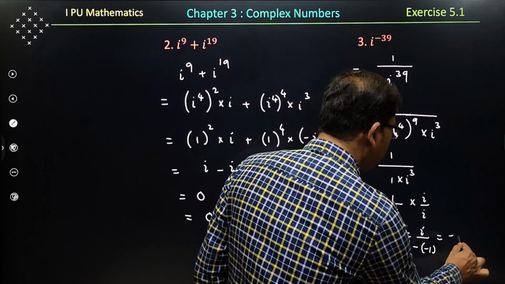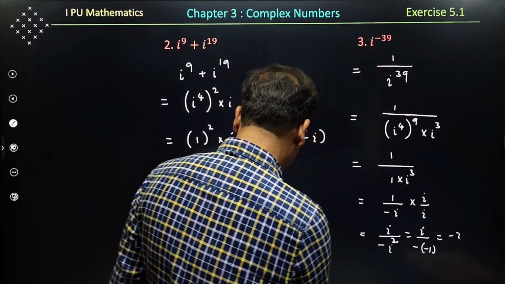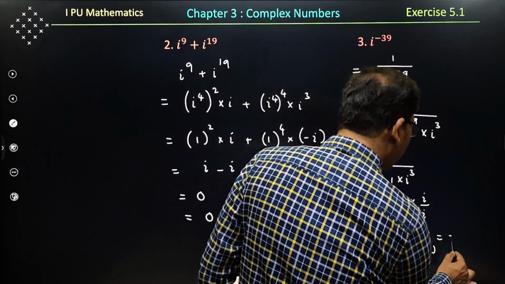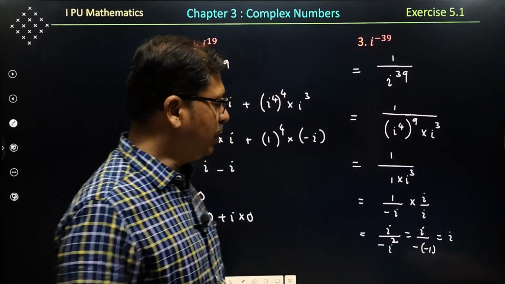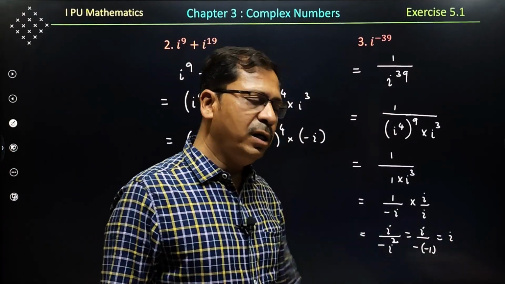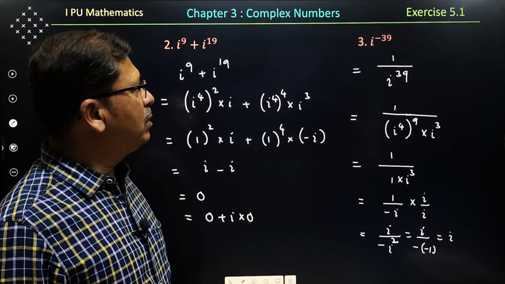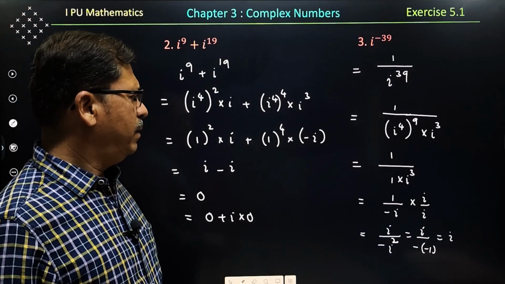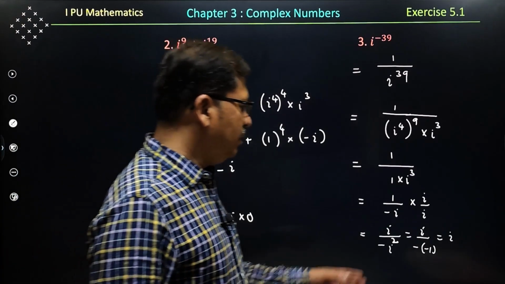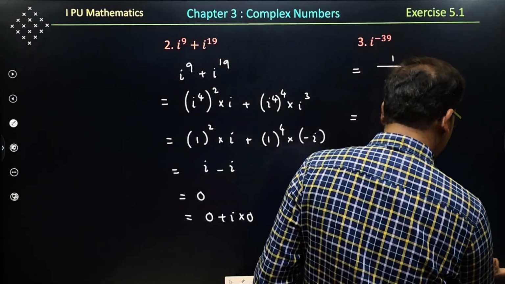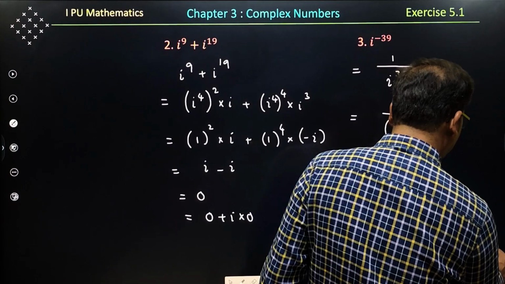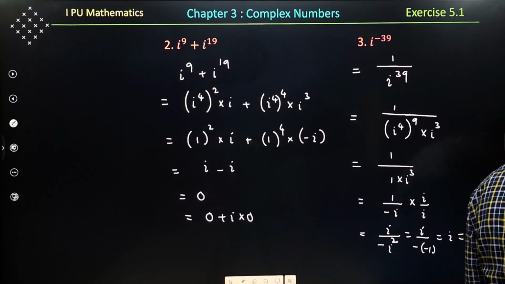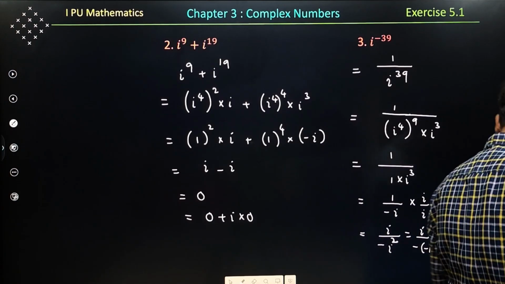So you are getting plus i. Only i you are getting here. Minus minus cancels, i remains here. So that's what i to the power minus 39. I hope you followed this. And better you express it in the form x plus iy. So this is equal to 0 plus i into 1 you can write here. So this is the answer for this question.